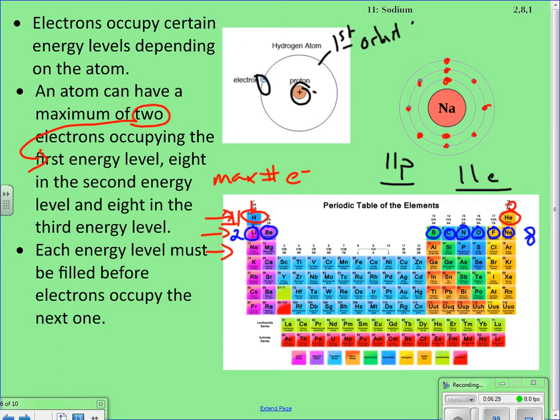Again, if I look at the third row, I also have 8 electrons, and so the maximum is 8. And that's a quick check to tell us how many electrons can fit in. Now it gets a little bit more complicated when we move down here, but the concept is still the same.